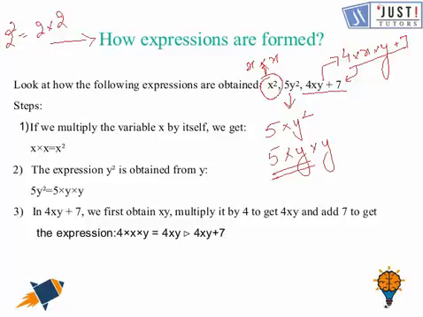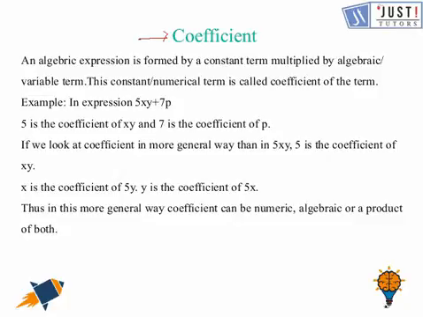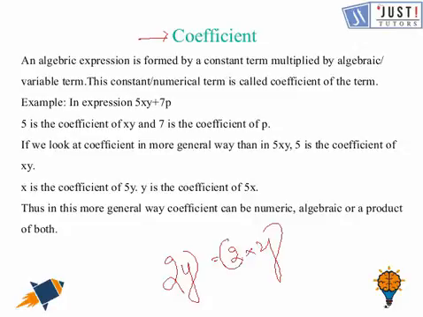Now we move ahead and learn about coefficient. An algebraic expression is formed by a constant term, say the constant term is 2, multiplied by an algebraic or variable term, say the variable is y. So this is 2 cross y. This value, which is a constant term, is called the coefficient of the term. So if 2y is the term, we say 2 is the coefficient and y is the variable.